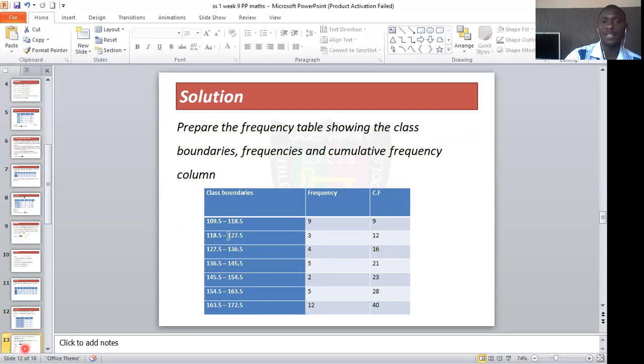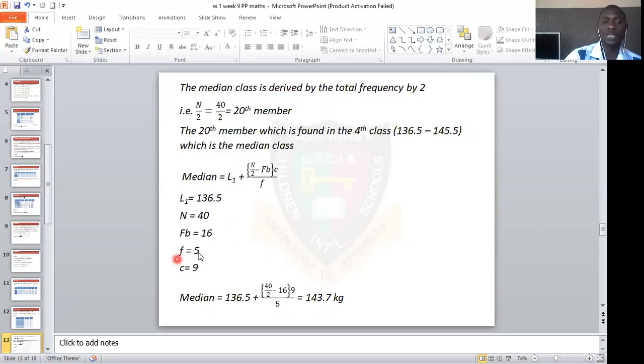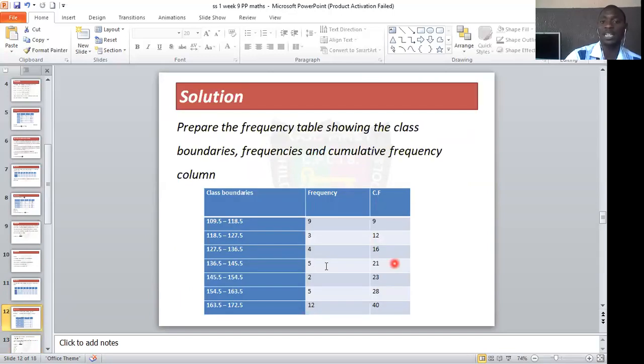So you get what? FB is 16. The frequency of the median class, the fourth class, is 5. And the width of the class is 9.